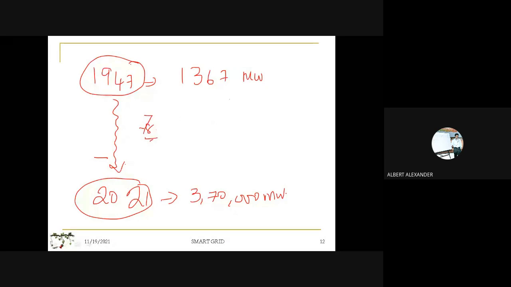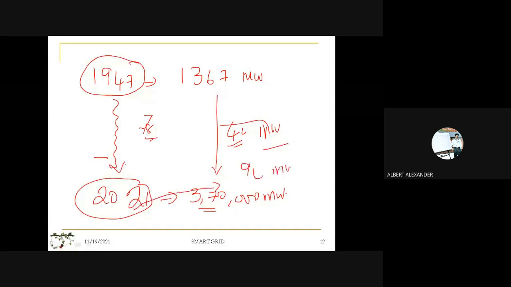We have increased only about 4 lakh megawatt. But as per the requirement of 2021, we need at least around 9 lakh megawatt. You can see the difference between the 4 lakh and the 9 lakh. There is a deficit of 5 lakh megawatt that is not available with us.